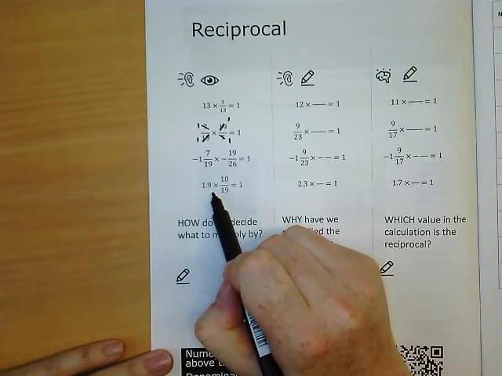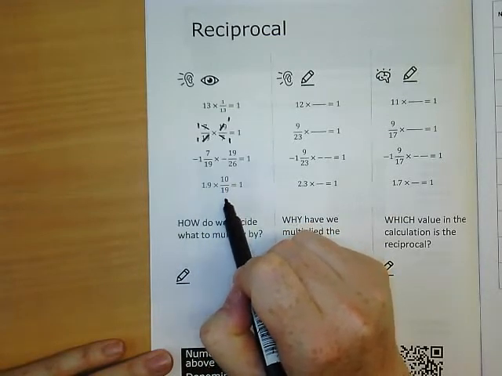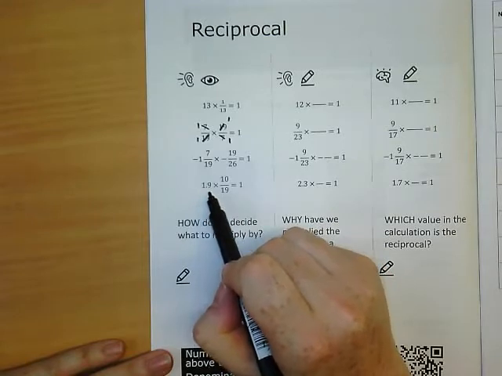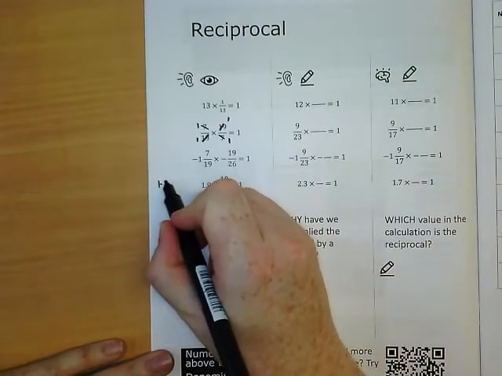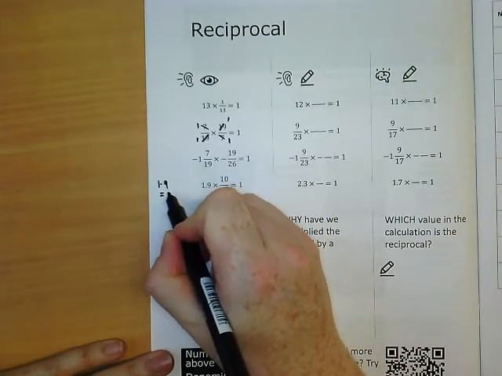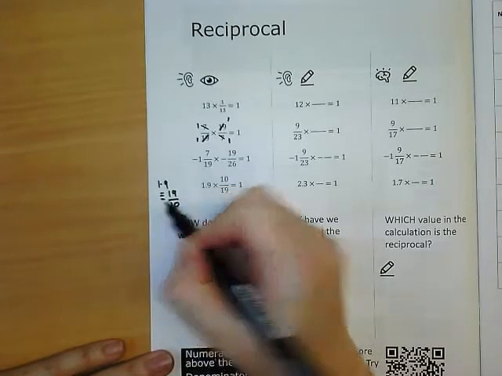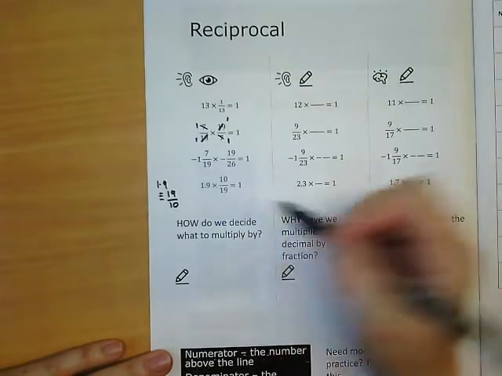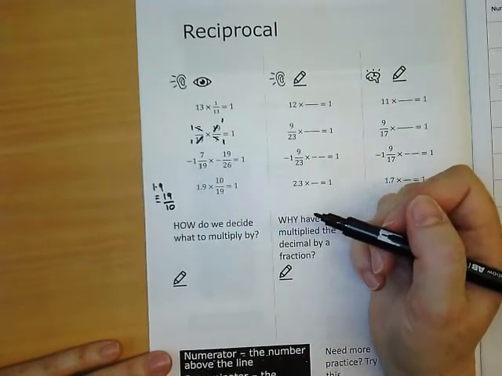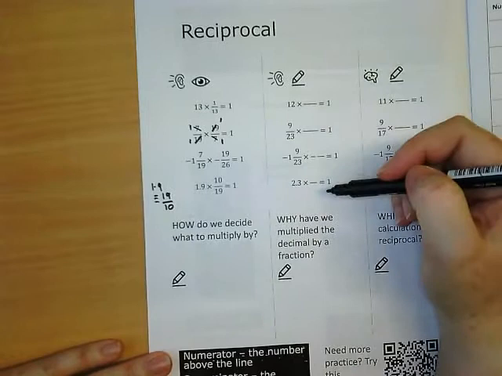1.9 multiplied by 10 over 19, because 1.9 is 19 over 10, gives me 1. Right, let's try the next ones together.